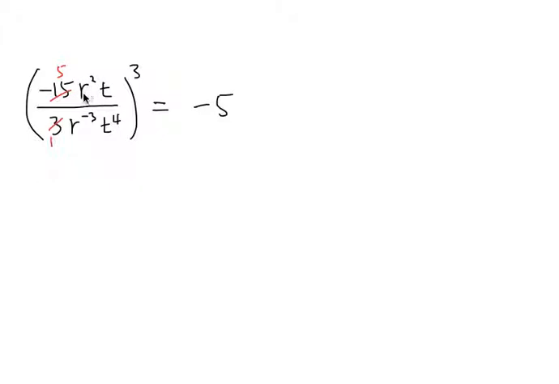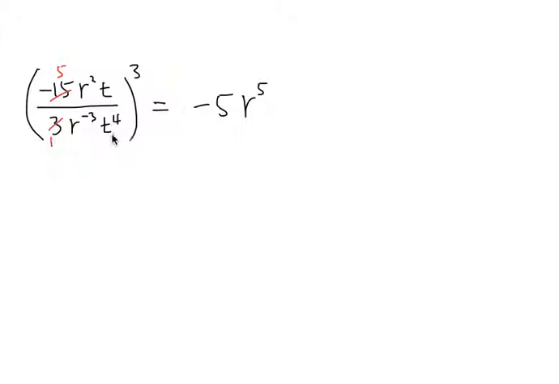And then the next step is we have to work out the r. This is r squared over r to the negative 3. So what we have to do is look at the exponent on the top minus the exponent on the bottom. So we have to work out 2 minus negative 3. It's the same thing as saying 2 plus 3. So we have r to the 5th power.